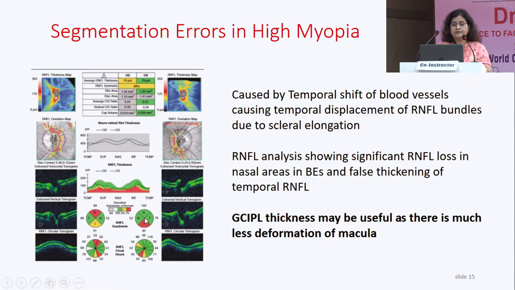And in myopia, there is temporal shift of the blood vessels and temporal displacement of the RNFL bundle because of the scleral elongation. So as you can see here, this will cause false thinning of the nasal RNFL and false thickening of the temporal RNFL. So if there are no myopic changes at the macula, then GCIPL or macular thickness parameters would be more accurate. So I think this is very important because most of the patients are treated on the basis of OCT nowadays.